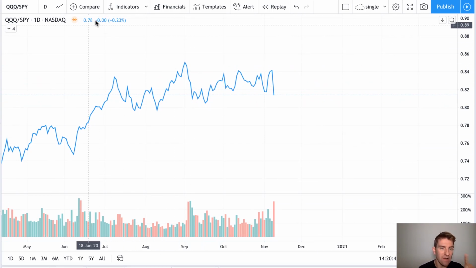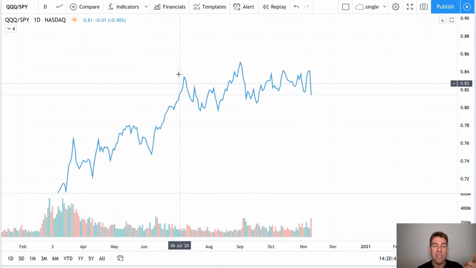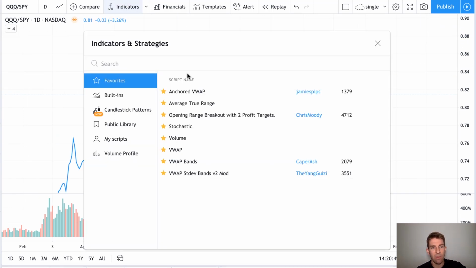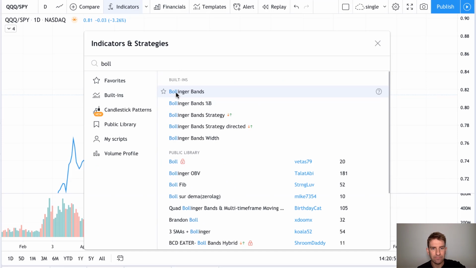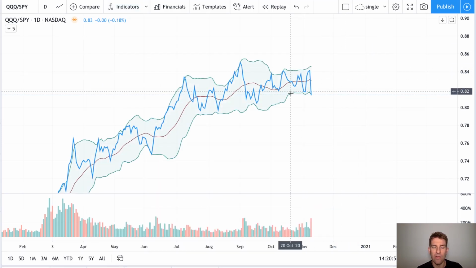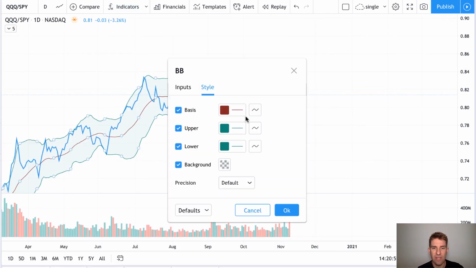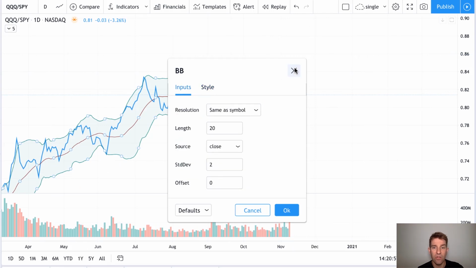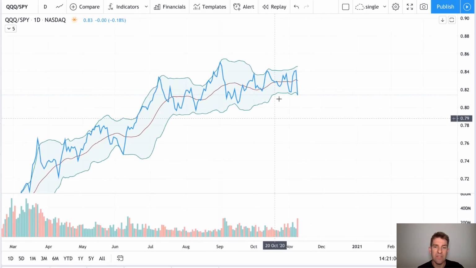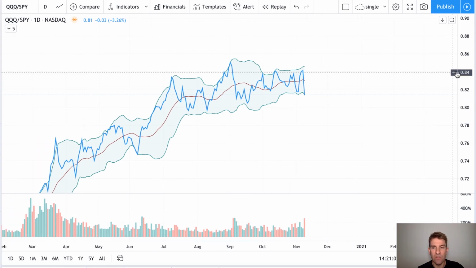Another way which works very, very well is to use mean reversion type indicators on your ratio chart. Stuff like Bollinger Bands works fantastically. Stick a Bollinger Band on and you're away. I think I've got my settings at 2 and 20. Fine, you can use 2.5 if you prefer. But again, this is a very mean reverting type chart.